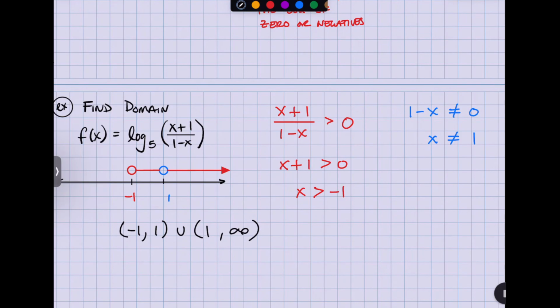Yes? Wait, so if we took a value higher than 1, positive 1, wouldn't that make it a negative? Ooh. He is right.